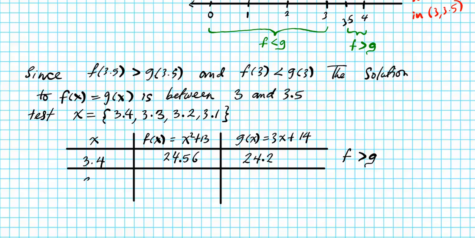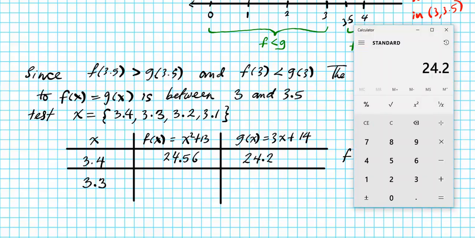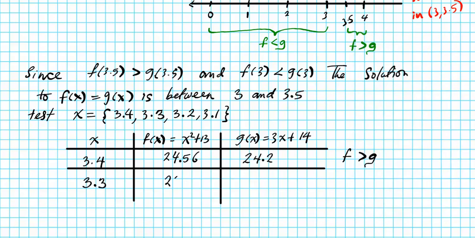Let's try 3.3. So we're going to do the same process again. F of 3.3 is going to be 3.3 raised to the second power plus 13. And then we get 23.89.